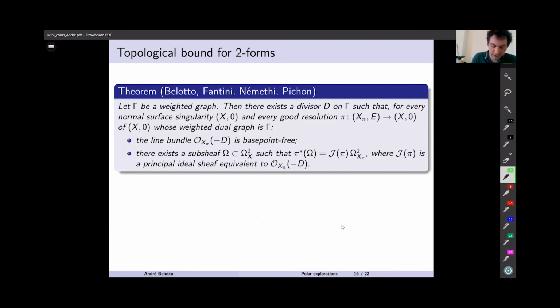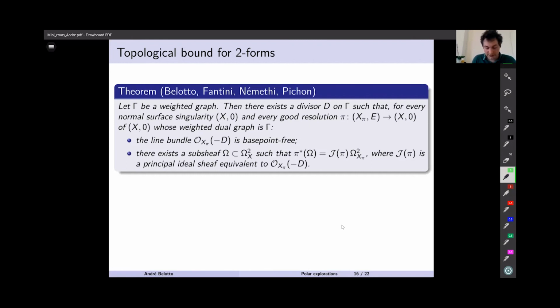So we fix a weighted graph, and we say that there exists a divisor D. It's going to be a big divisor, but there are also other conditions that it has to satisfy. It can be quite effective, and here just to say that it exists, such that for all surface singularities and every good resolution whose weighted dual graph is gamma, the line bundle is base point free. This is going to be important in the sequel, but if you do not know what it means, don't worry, I'm going to write down what we need from it.